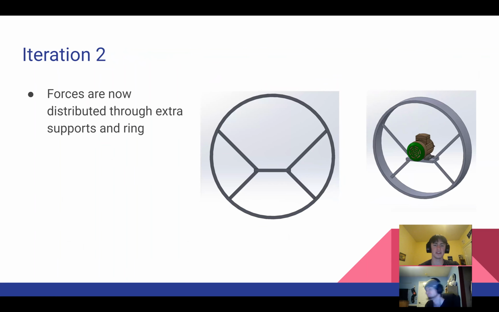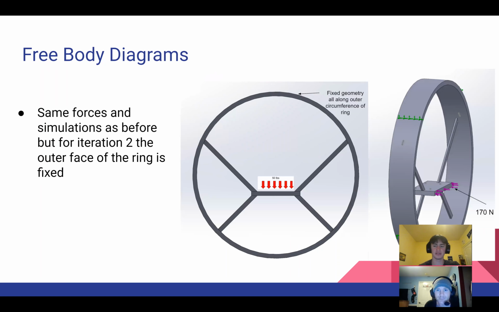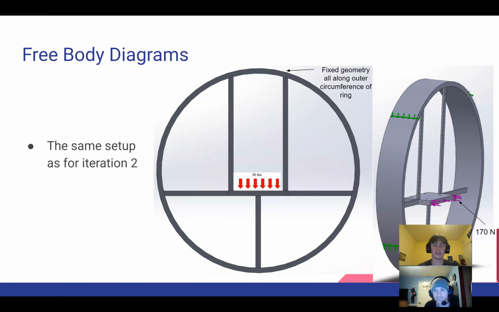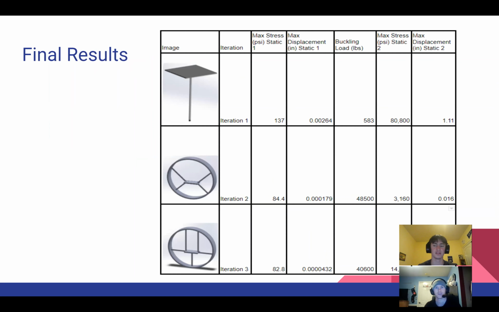Here's the second iteration, and we wanted to improve upon the first iteration by adding more supports that the stress and the force could be distributed through. And here's a free body diagram. It's the same basic setup as before, but now the fixture is on the outer ring. Iteration 3 is basically just a different arrangement of iteration 2. The supports are in different places. And again, the free body diagrams are essentially the same as iteration 2.